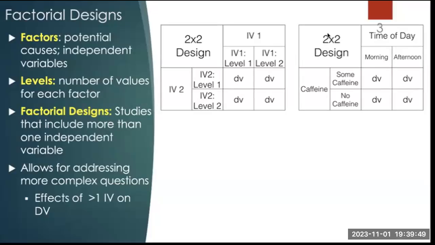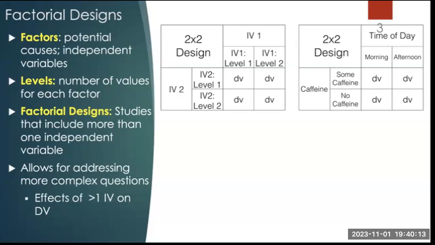So for example, in the example I was saying, let's say we're thinking about driving ability, right? The first factor, IV1, might be time of day, whether somebody's driving in the morning or in the afternoon. The second factor that we think affects driving ability is caffeine. So the two levels are no caffeine and some caffeine. Some caffeine should be operationalized, as in how many cups of coffee.